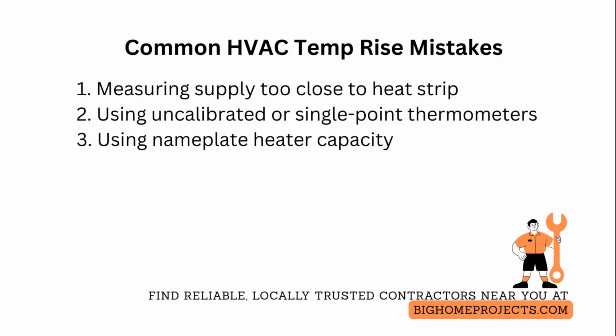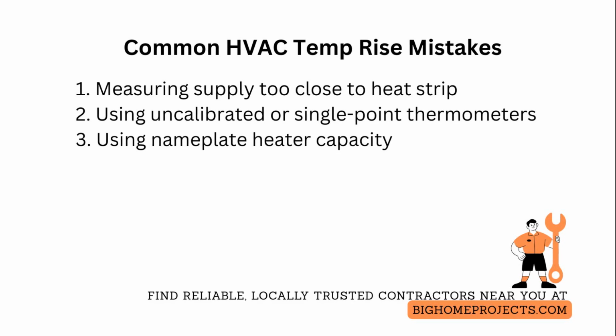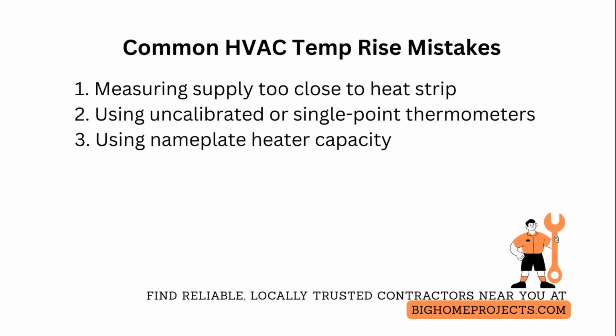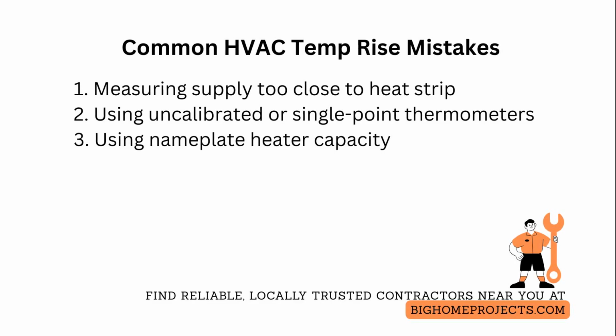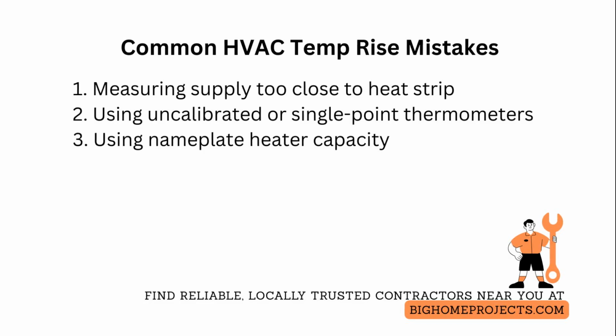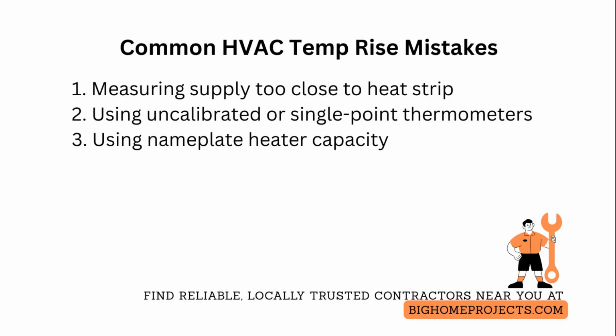One of the biggest mistakes is measuring supply duct temperature too close to the heat strip, which causes radiant heat bias and higher than actual air temperature readings. Fix it by moving the probe at least 2 to 3 feet downstream or beyond the immediate radiant field and average multiple points.